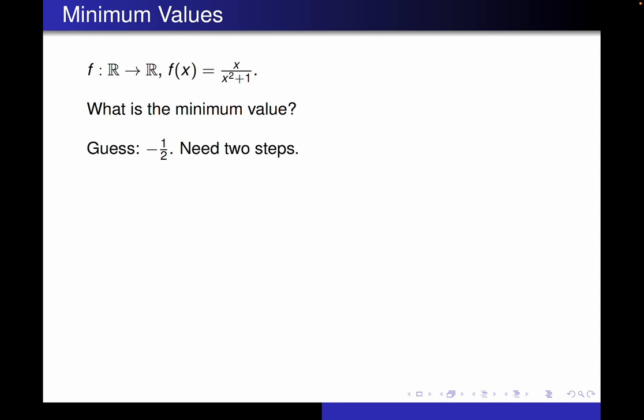So we need two steps. One step is we need to show that it is a lower bound for all the outputs, and the second one is we need to show that the function actually achieves the value negative 1/2 for one of the outputs. For the first step, we've got to show that f of x is greater than or equal to negative 1/2. And we're going to use the same techniques we did before.